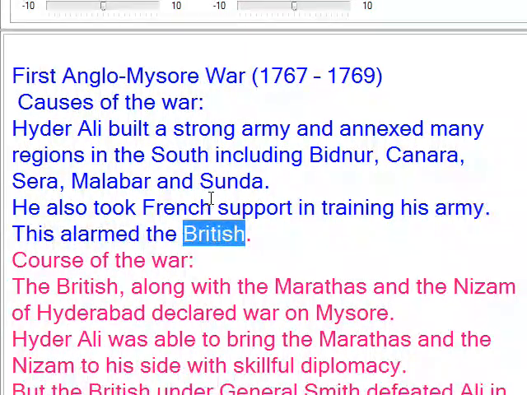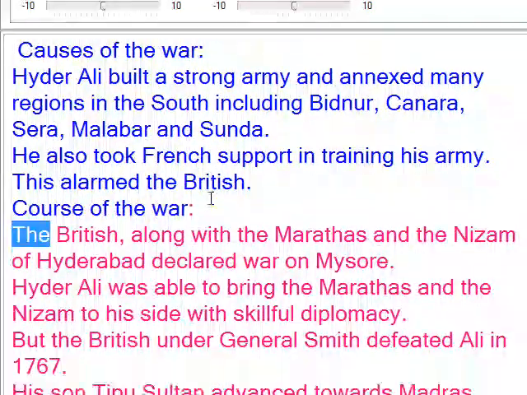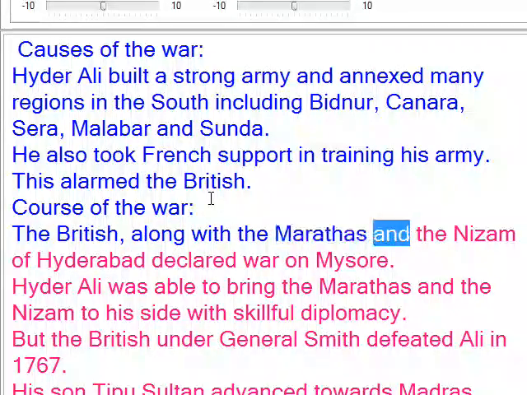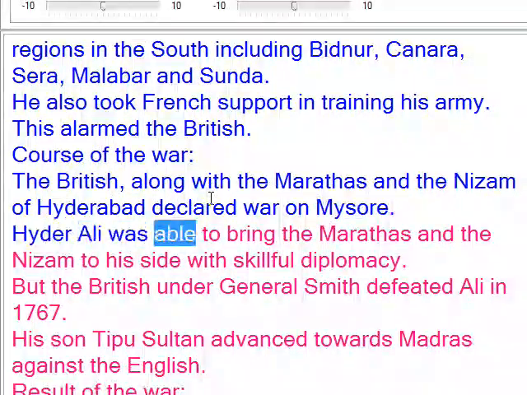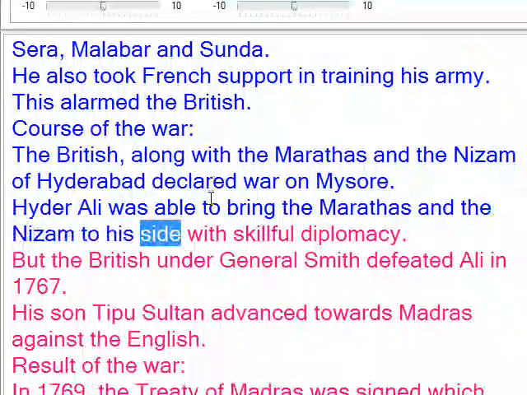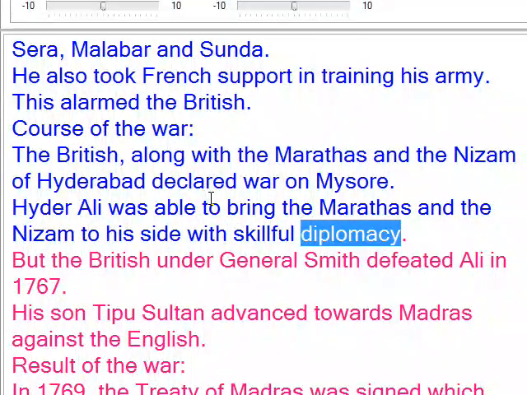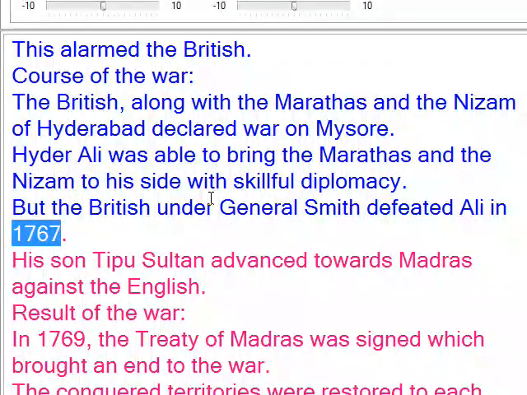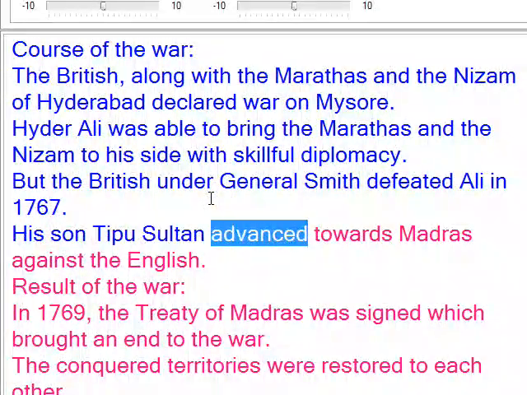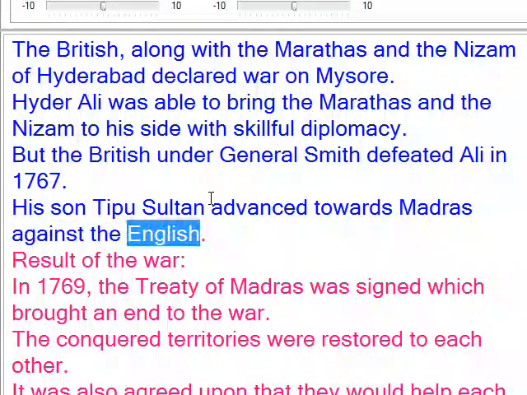This alarmed the British. Course of the war: the British, along with the Marathas and the Nizam of Hyderabad, declared war on Mysore. Hyder Ali was able to bring the Marathas and the Nizam to his side with skillful diplomacy. But the British under General Smith defeated Ali in 1767. His son Tipu Sultan advanced towards Madras against the English.